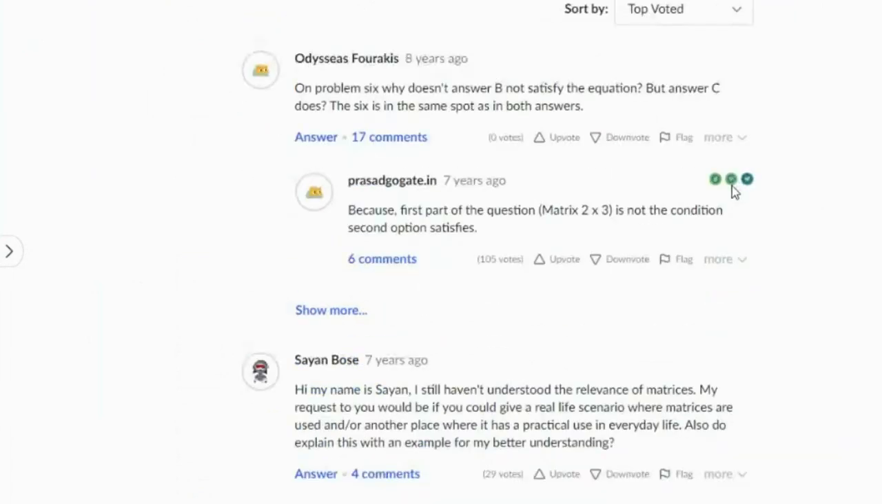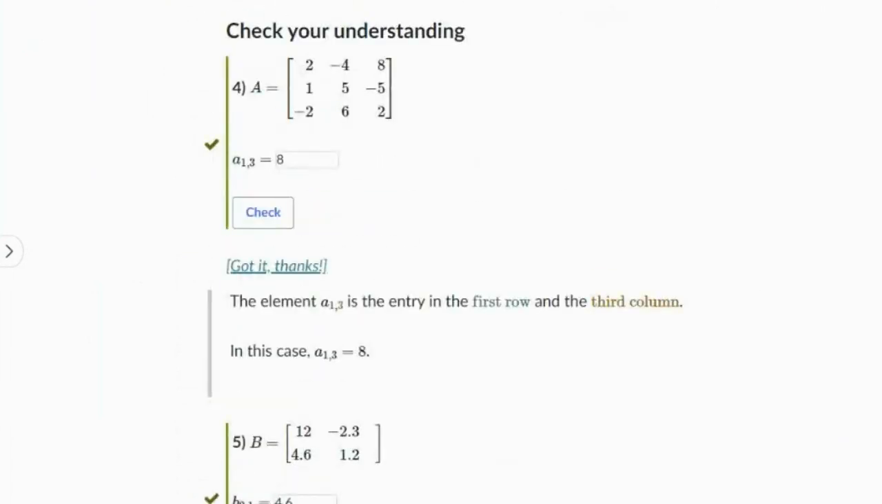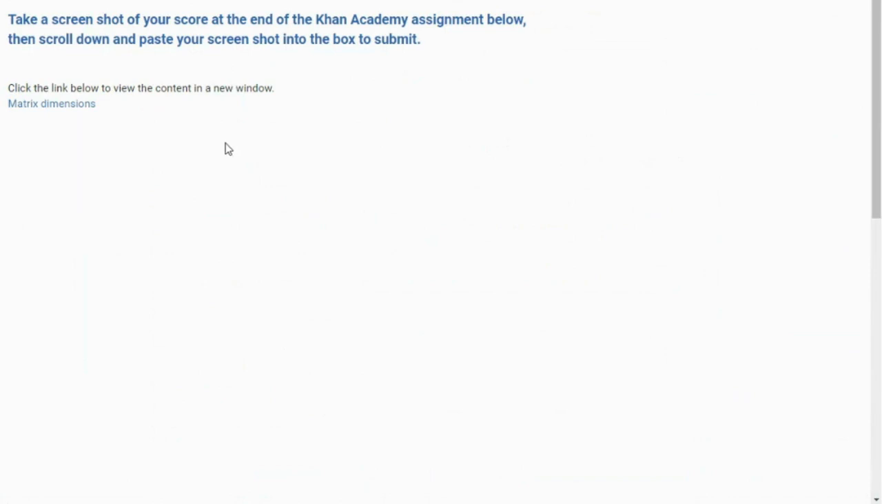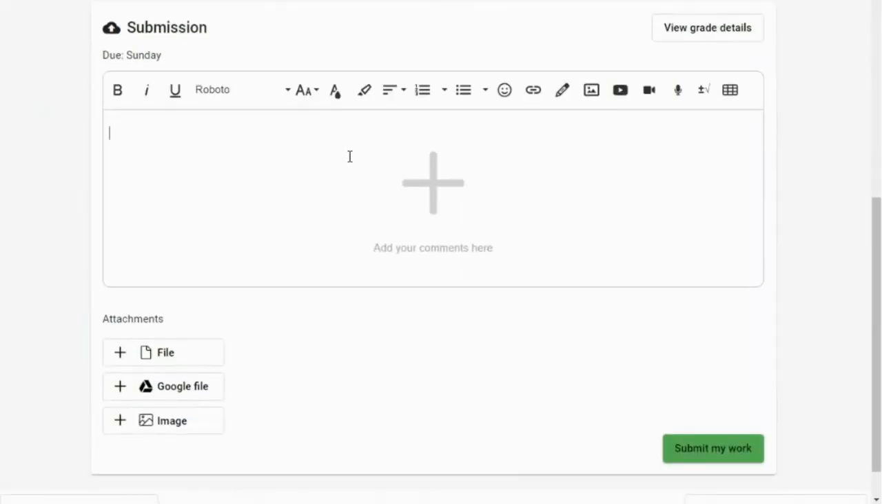All right, so when you get to the end of that, that's great. Close that window, go back to Buzz. Now let's look at the next thing we have. Here's an actual assignment. It says, take a screenshot of your score at the end of the assignment. Then scroll down and paste that into this box.